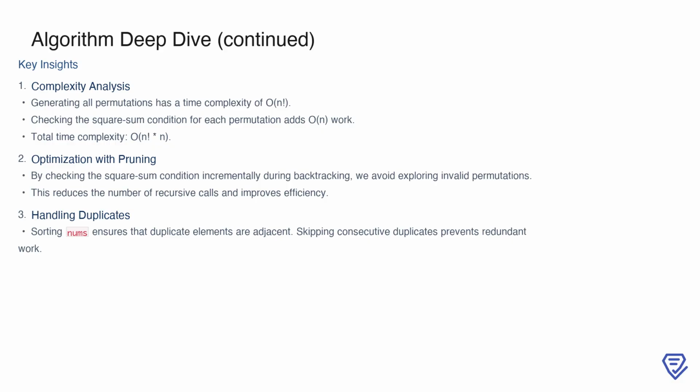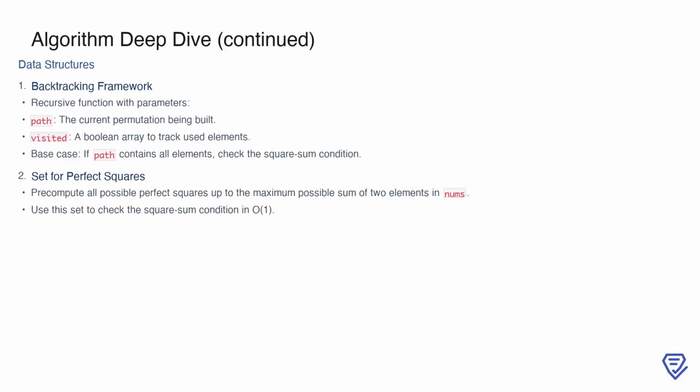By sorting nums, duplicate elements are grouped together, allowing us to skip consecutive duplicates during backtracking. This helps prevent redundant work and ensures that the output contains only unique permutations. To implement this algorithm efficiently, we rely on two key data structures. First, the backtracking framework itself is implemented as a recursive function.